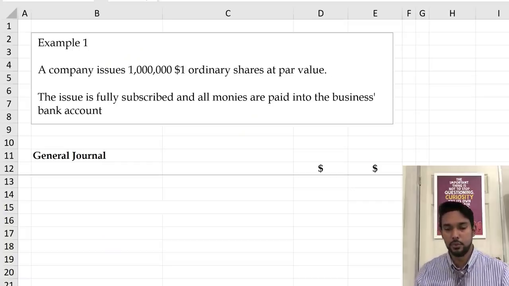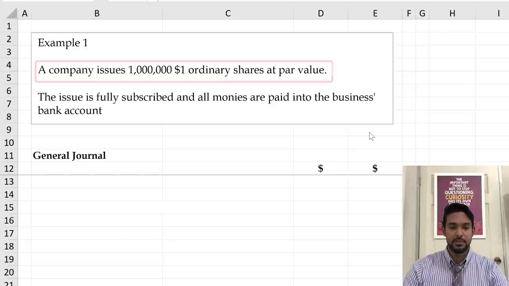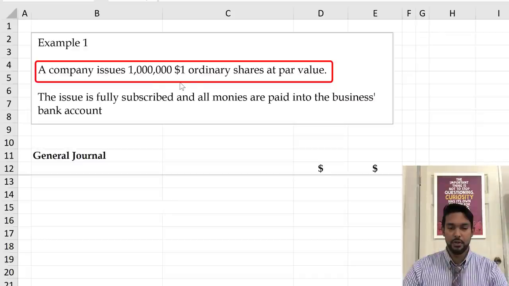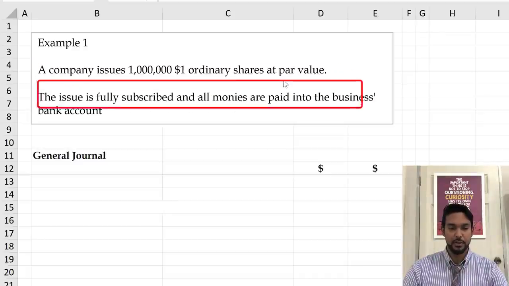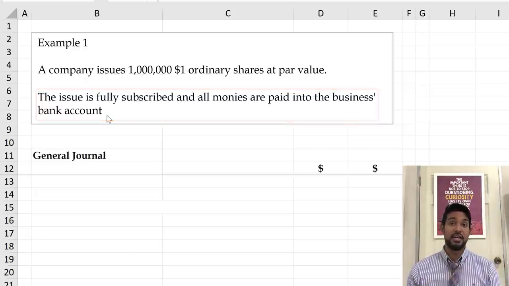All right, guys, so what we're going to do now is take a look at an example. So the first thing we have to do is to take a read. Example one: a company issues $1,000,000 ordinary shares at par value. The issue is fully subscribed and all monies are paid into the business's bank account. Okay, so let's reread that and unpack what's there so we can understand what we've read.